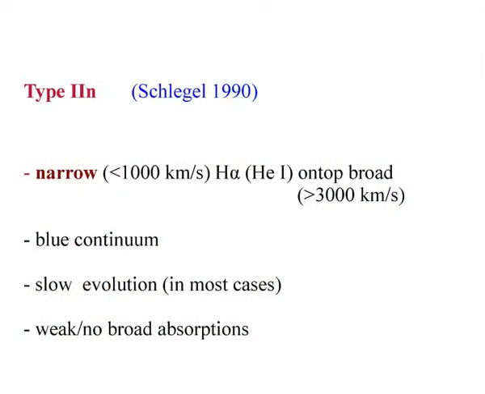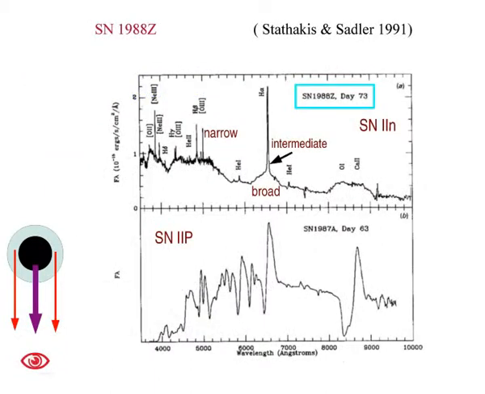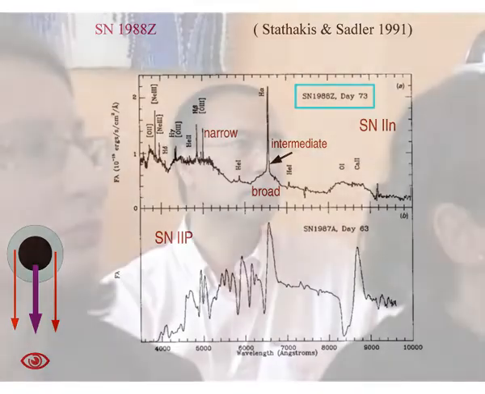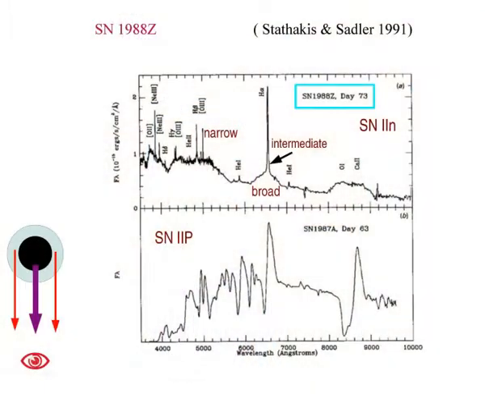Fortunately, at that time I was just looking at similar objects. So it did not take much time to understand that these phenomena are possibly related with the interaction of the supernova with the dense circumstellar environment. Indeed, please look at these two cartoons which show type IIn archetypical supernova 88Z and type IIP.